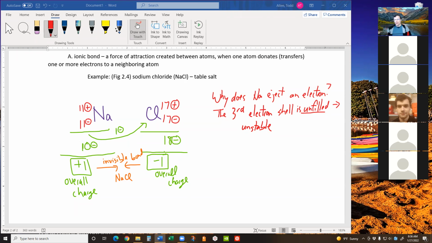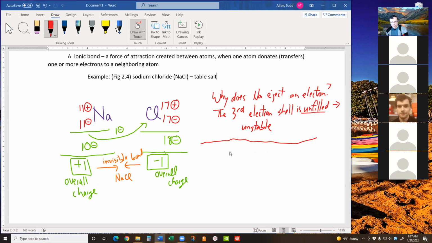So why does sodium eject an electron? To make itself more stable by removing its third outer shell. That makes the atom more happy. And so you might ask the equivalent question, why does chlorine accept the electron? Because if you look at the chlorine description on figure 2.4, don't you see that its third electron shell is almost complete? It's got 7 electrons. It only needs one more. So it seems like a match made in heaven: sodium can make itself happy by getting rid of 1 electron, and chlorine can make itself happy by accepting 1 electron. That's a perfect relationship from an atomic perspective.